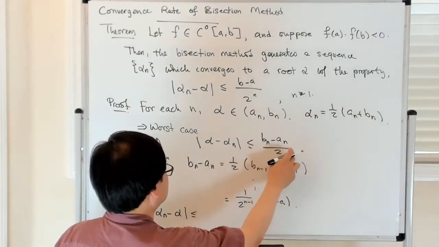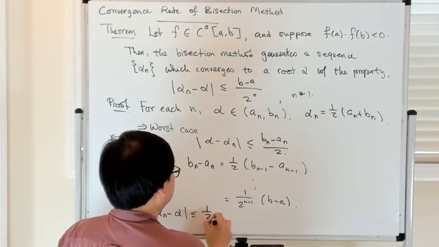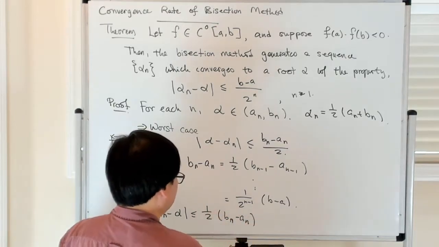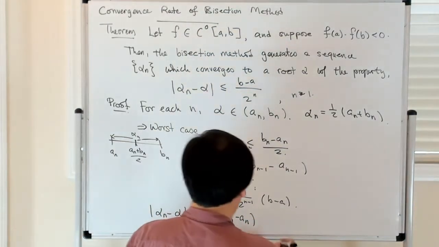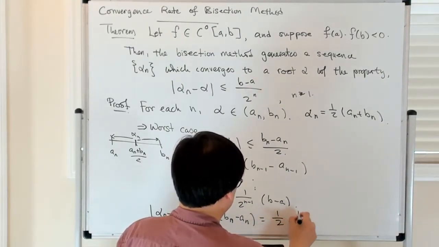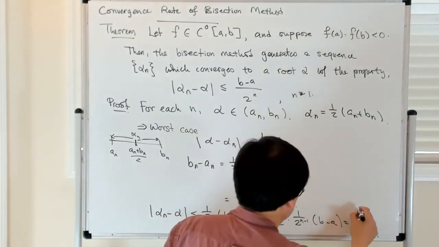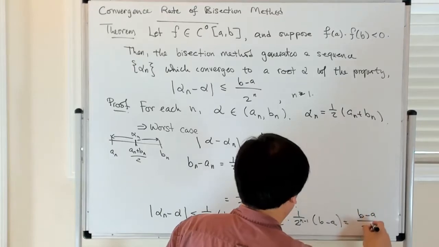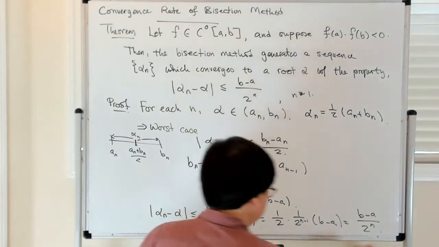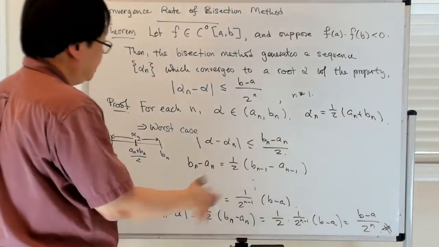okay, so we have this. That's less than or equal to 1/2 of bn minus an, but this is equal to 1/2 times 1 over 2 to the n minus 1 times b minus a, which is just b minus a over 2 to the n, which is what we wanted to show. Okay, so that's a relatively straightforward proof that the bisection method converges.